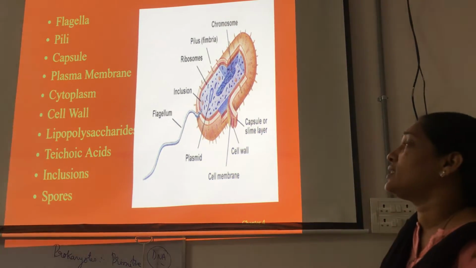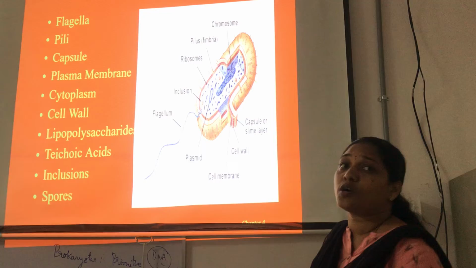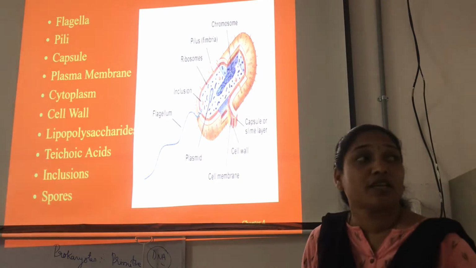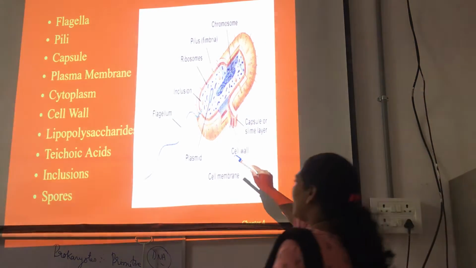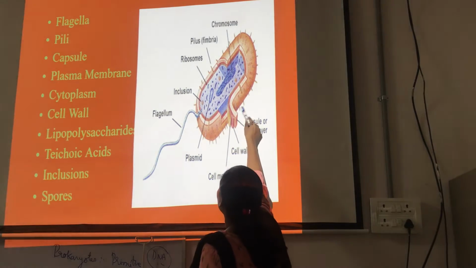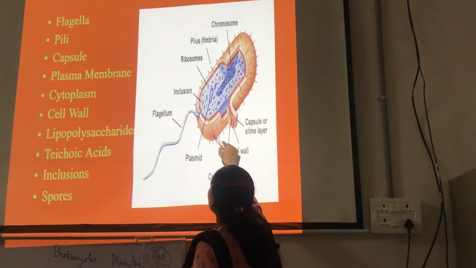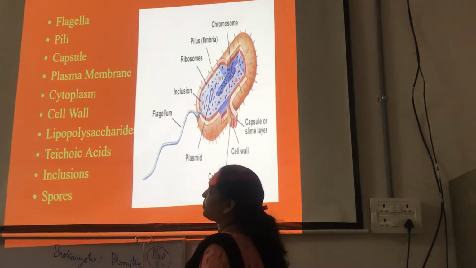So now when you can just see the other external appendages on the bacteria cell, you see pili. Pili are these short hair-like projections. You are able to see it, right? Yes, these are called pili, right?